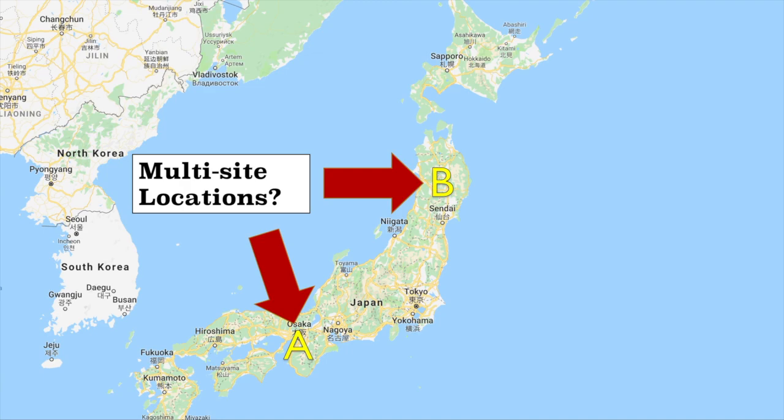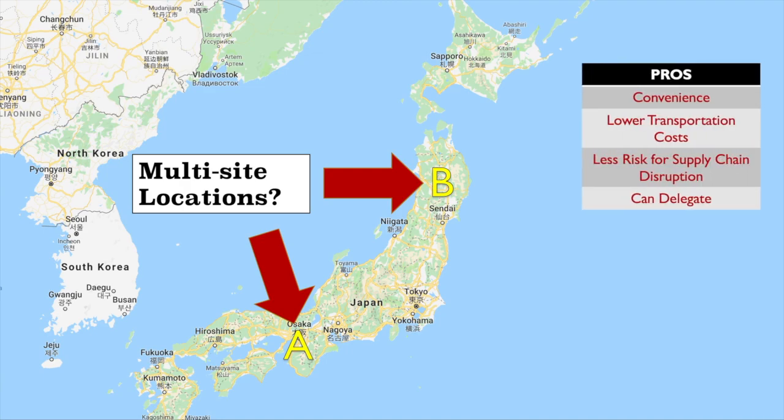I mean, it's more convenient. There are lower transportation costs to get to different markets. There is less risk for a supply chain disruption. So if one factory goes out, then we still have another one making our ramen. And it gives you the power to delegate between the 2 branches, and you can empower those below you and make fewer decisions. And this can be seen as a pro for some people.